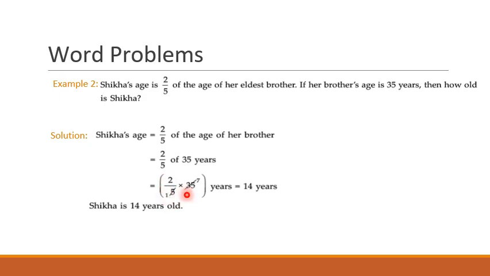Now I can cancel 35 by 5. So 5 ones are 5 and 5 sevens are 35. So I can cancel it out. Now in the numerator I am left with 2 and 7. So multiplying them, I get the answer as 14. So that means Shikha's age is 14 years. Or I can say Shikha is 14 years old.